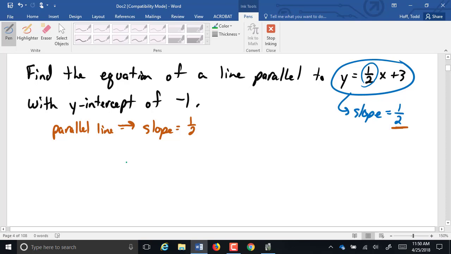So when I go to write an equation, it's y equals 1/2 x. My y-intercept of -1 means it's -1.